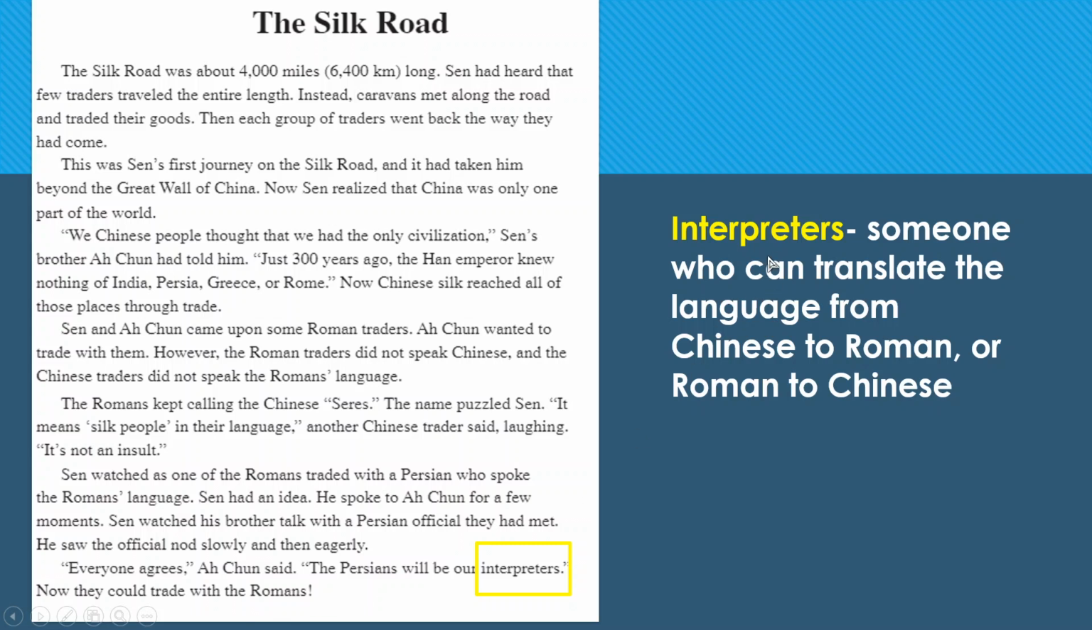It means that the Persians are someone who can translate the language from Chinese to Roman or Roman to Chinese. So they will be the middleman translating each language so that they will be understanding each other. Okay? So that's why you can get the idea of interpreters by reading around and getting ideas from the passage so that you can give the meaning or find the meaning of the word interpreters. Okay? Let's go to the next one.